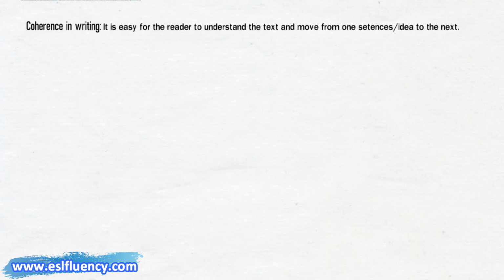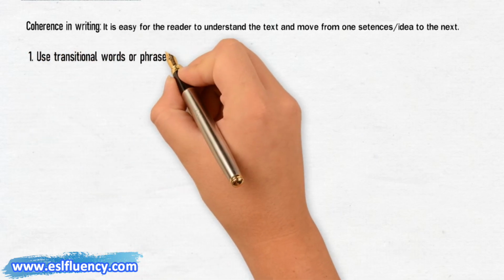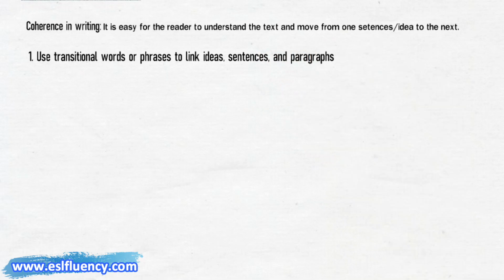One quick way to assess the coherence of a piece of writing is to read it and see if you can understand everything in one try. If you had to read the paragraph twice or more, it is probably because it's not coherent. Now, these are some methods that you can use to improve your work's coherence. Use transitional words or phrases to link ideas, sentences, and paragraphs. Using linking devices appropriately will help the reader know how your points are connected and understand your thought process.